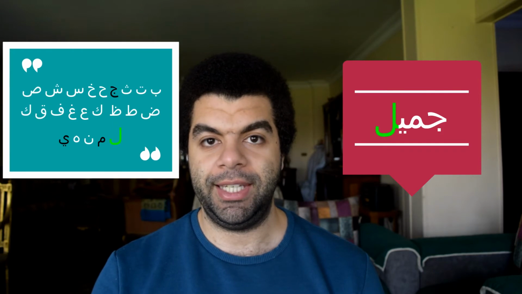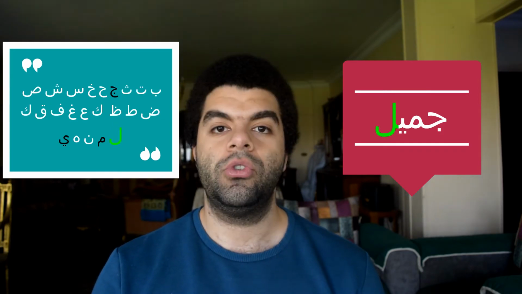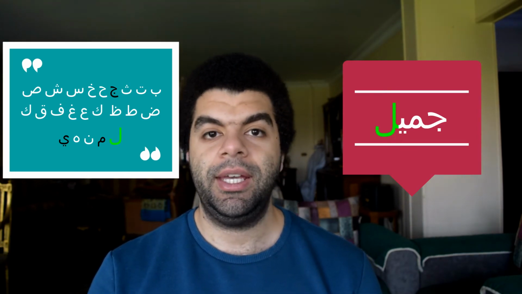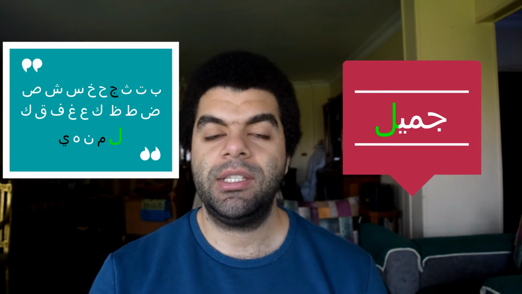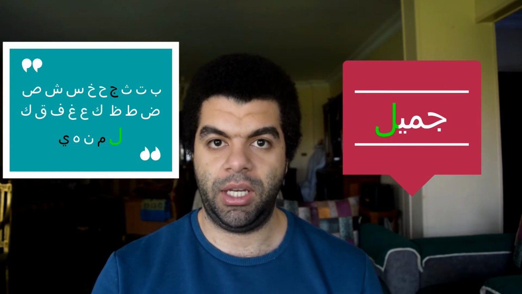Okay, so now let's try a word from the box on the left. The word is Jamil. Jamil. We have Jim, Mim, Ye, Lam. And Jamil means beautiful. And this is exactly what it looks like. And as you can see, Lam looks exactly like what it looks like separated. And this is tip number 1 that I mentioned at the beginning of the video.